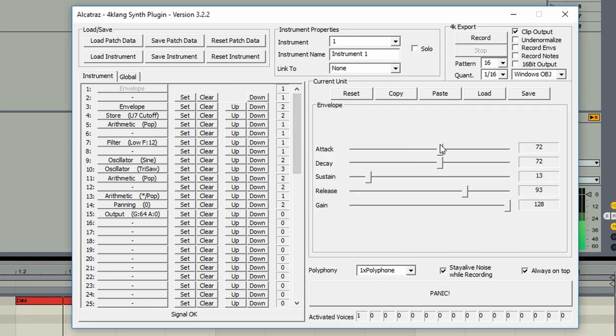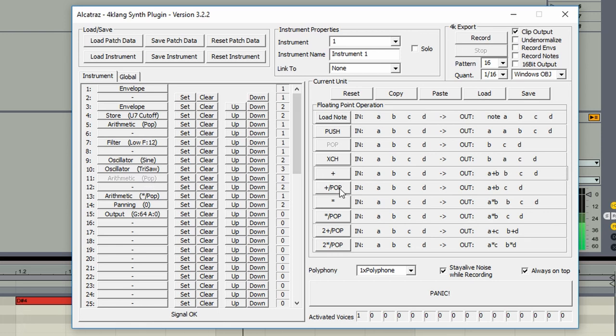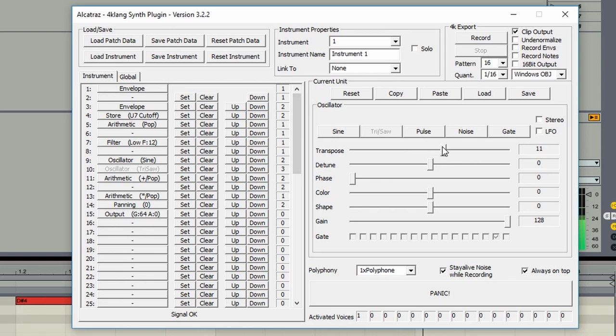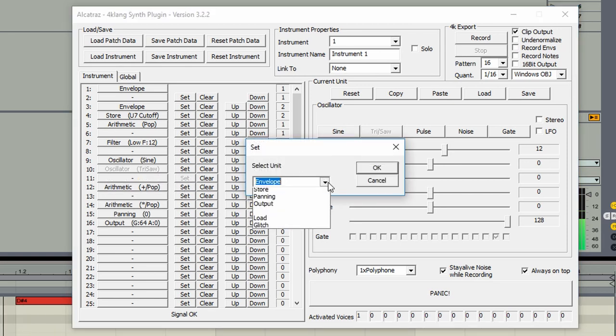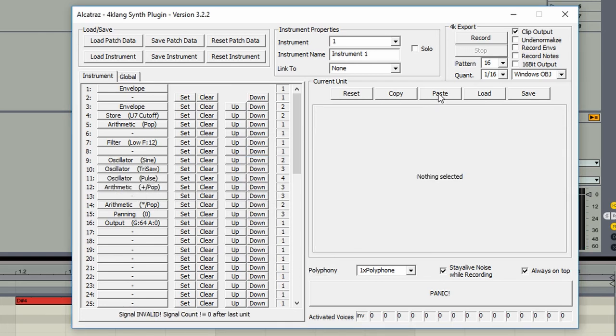So does this still work? Yes, it does. However, you notice that it's not actually playing this oscillator. So what we need to do is probably add and then pop. Aha! There we go. Okay, so we can probably just apply the same trick when adding another oscillator. So all we would need to do is copy this, paste this.